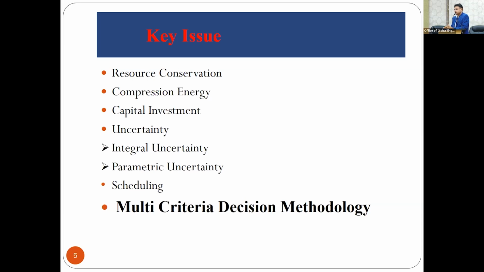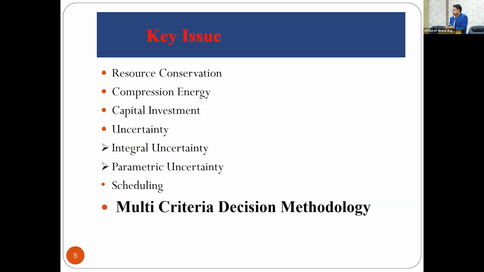Then there are some uncertainties. Integral uncertainties, what I mean to say is that there are some uncertainties related to compressors. Sometimes compressors are available, or sometimes they are not available, under maintenance, and these types of uncertainties are always there. Some parametric uncertainties mean that flows are varying, and concentrations are varying. And the other aspect is scheduling, when we have multiple products for a single pipeline, or two pipelines, three or four products. These kinds of aspects we include in scheduling.